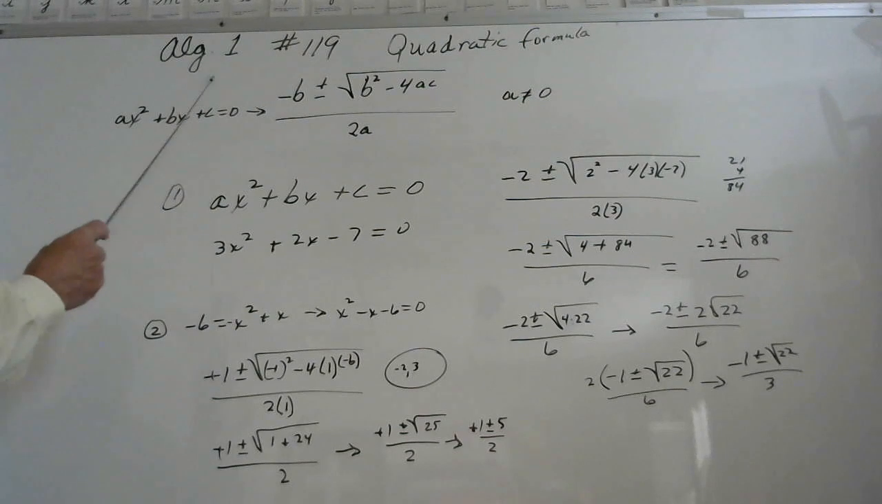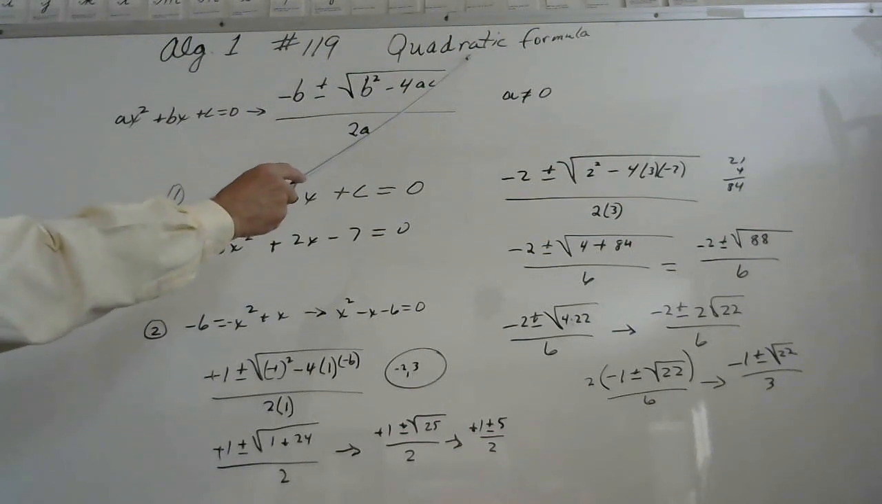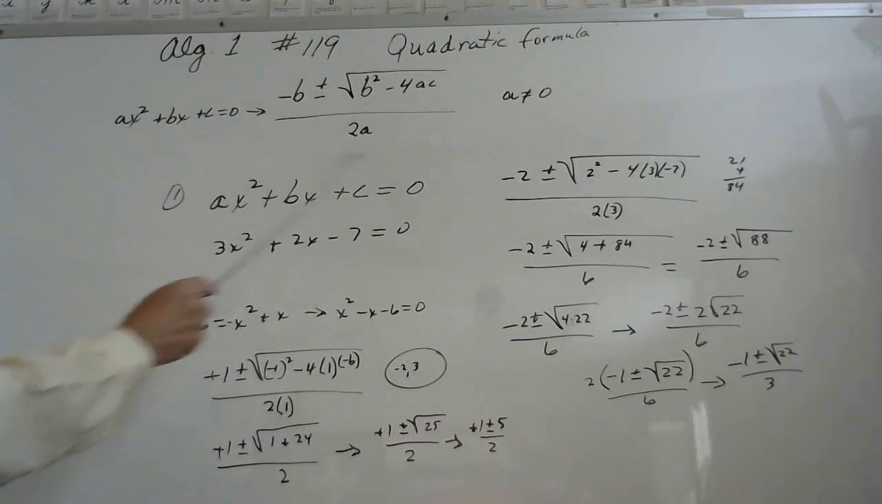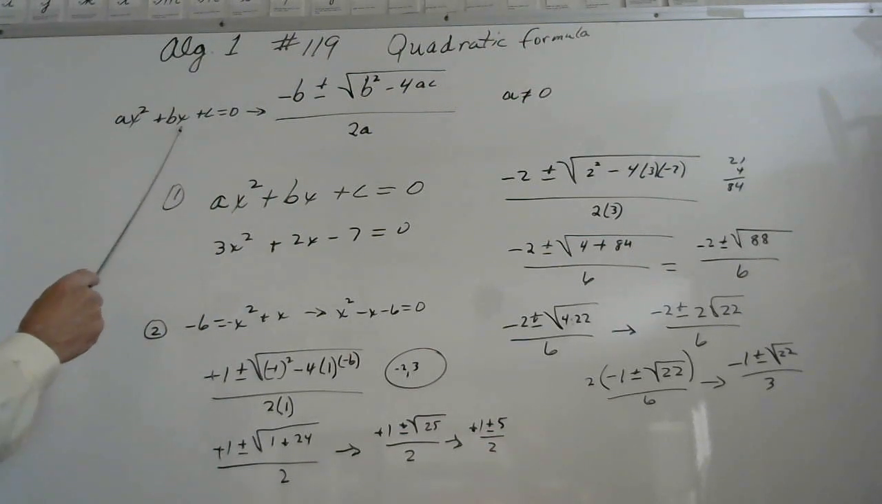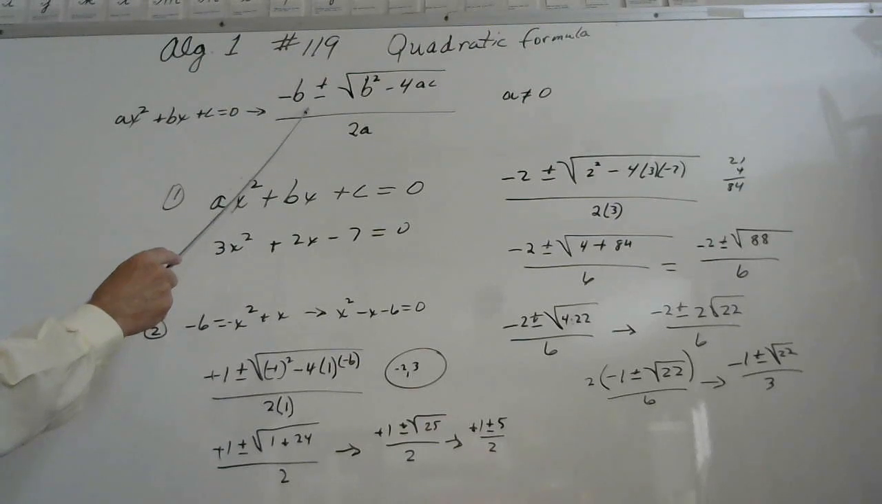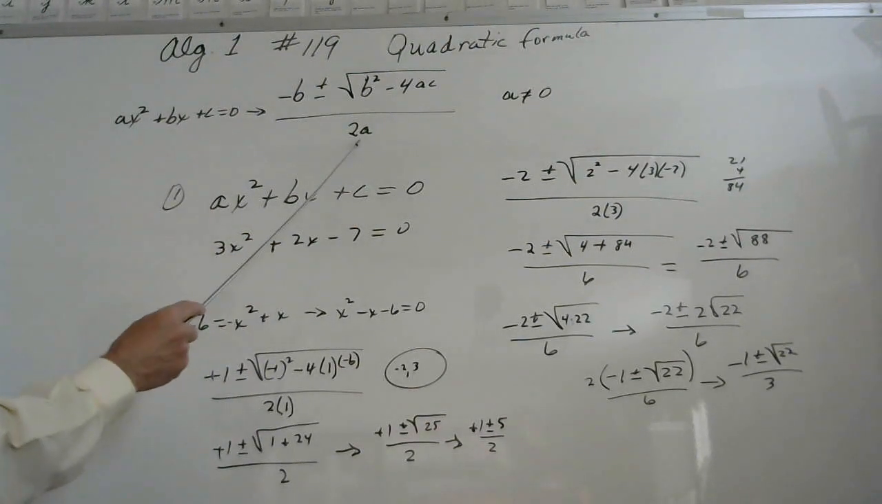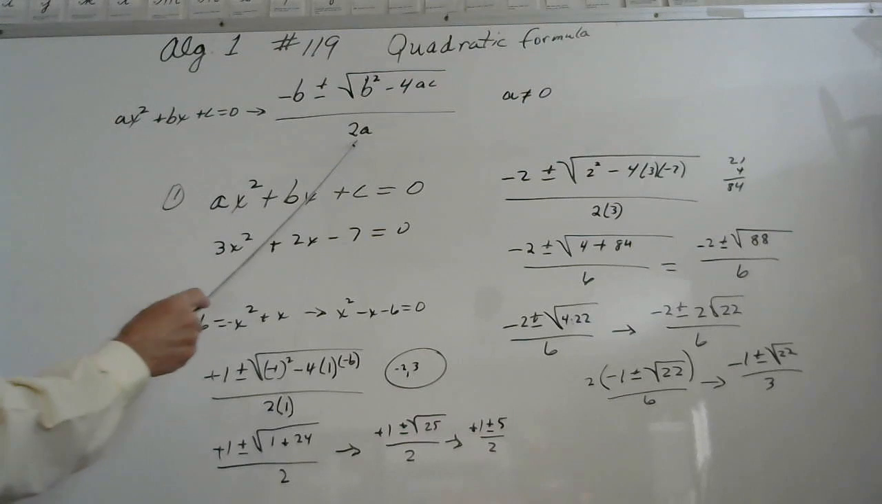Lesson 119, Algebra Half. It's dealing with the quadratic formula. This right here is the quadratic formula. It comes out from this equation here. They're solving for x. This is what x equals. A cannot equal 0 because we cannot have a 0 in the denominator.